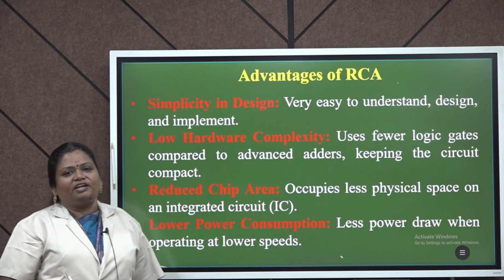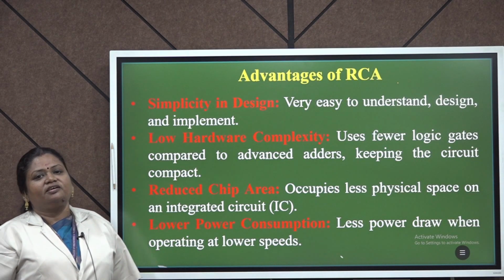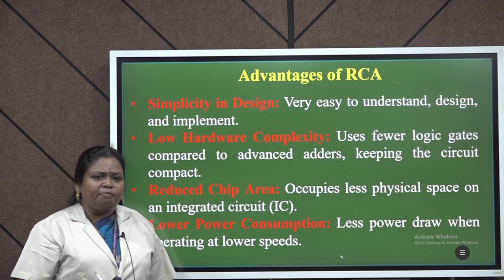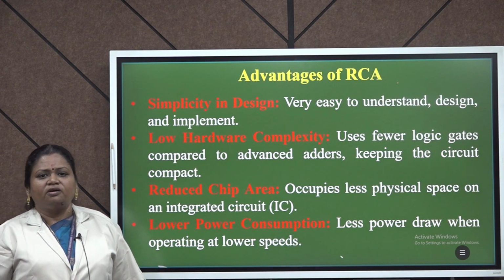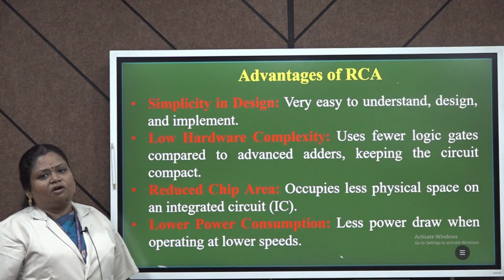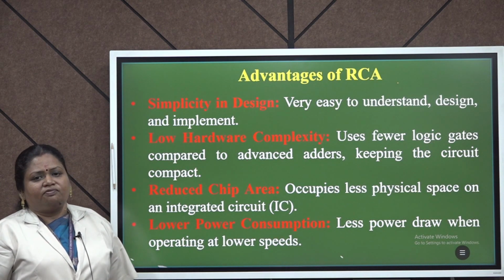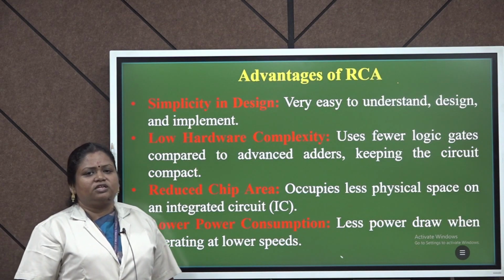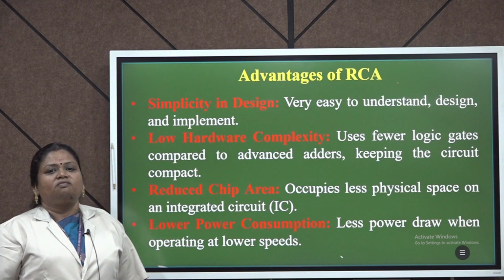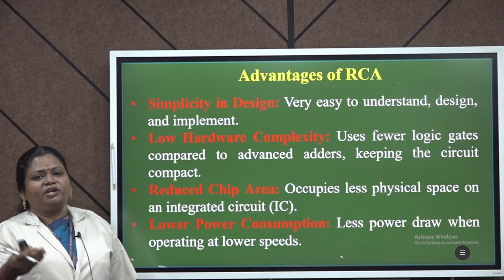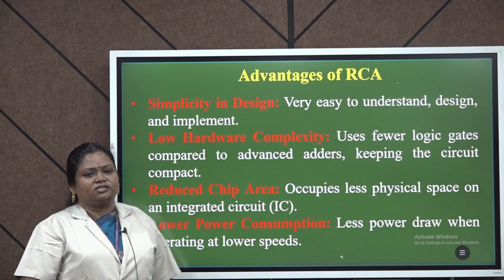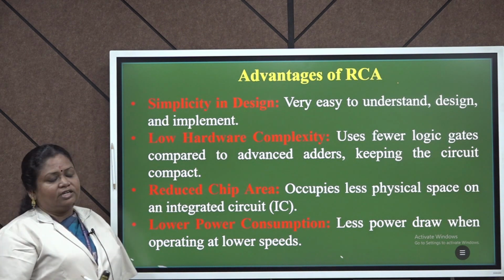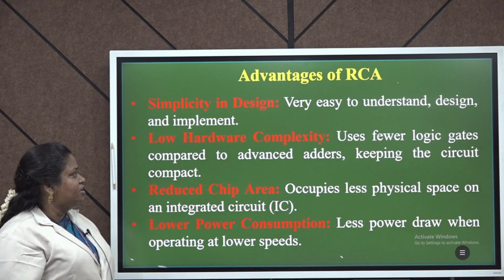Let us move on to the advantages of the ripple carry adder. Here the ripple carry adder has a very simple circuit design, since only a small number of components are used. Second one is low hardware complexity. As we pointed out in the first one, it is a very simple circuit, so there is no complexity present. Only thing is it has to wait for the previous carry to be generated and then that carry will be propagated to the next stage.